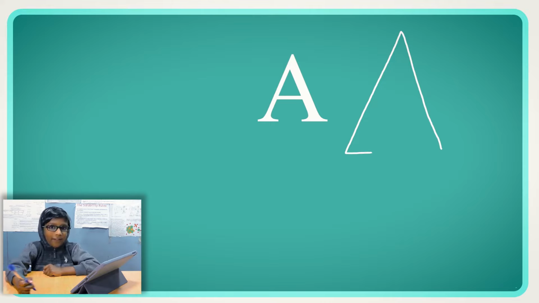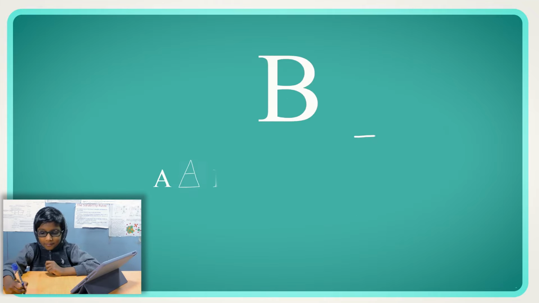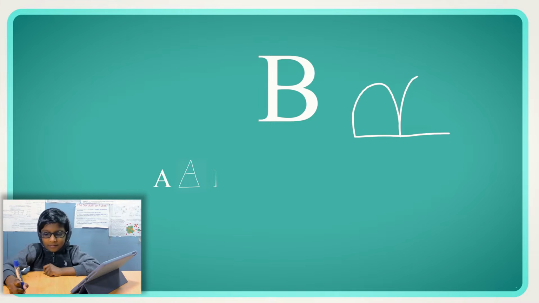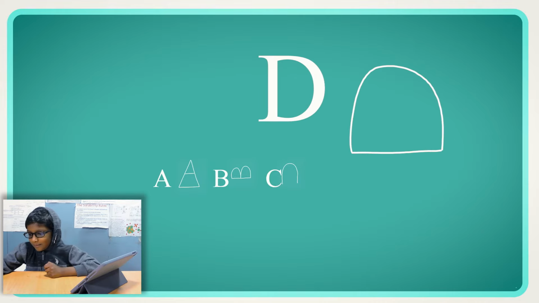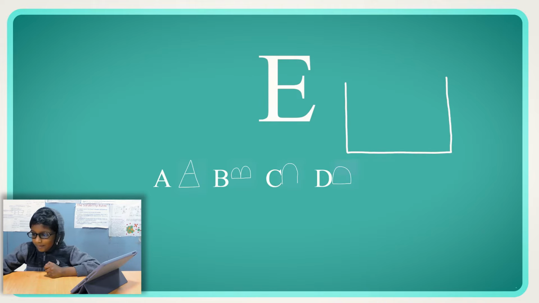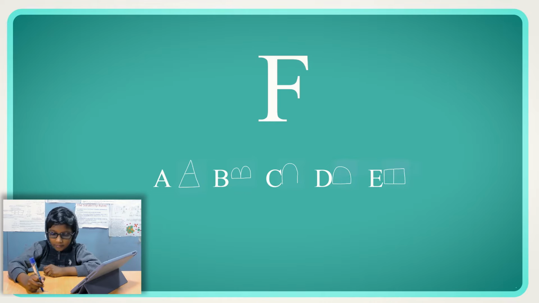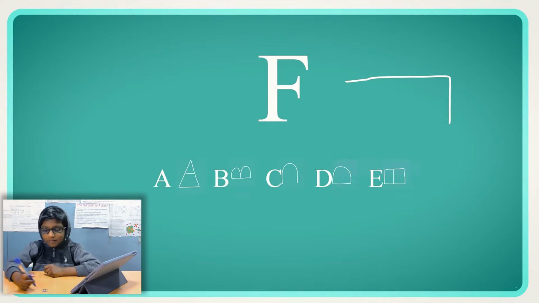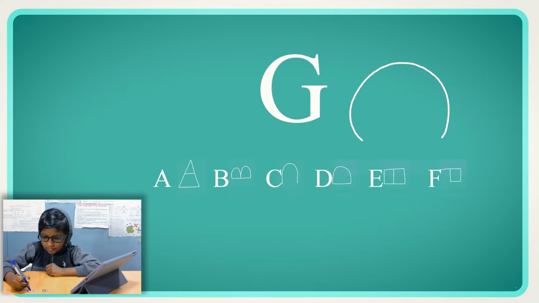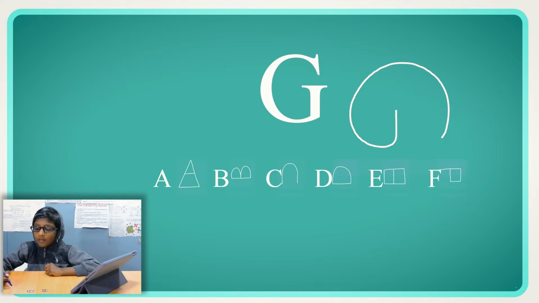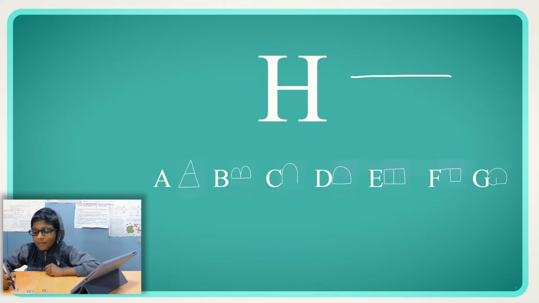So this is how A looks like. B is not like that. It's tilted like this. C like this. D like this. E like this. F like this. And then G like this. H like this.